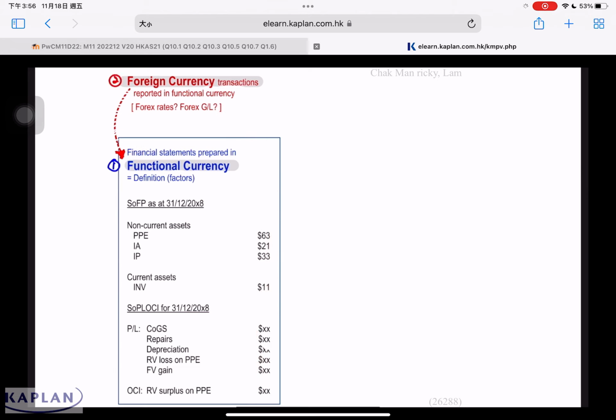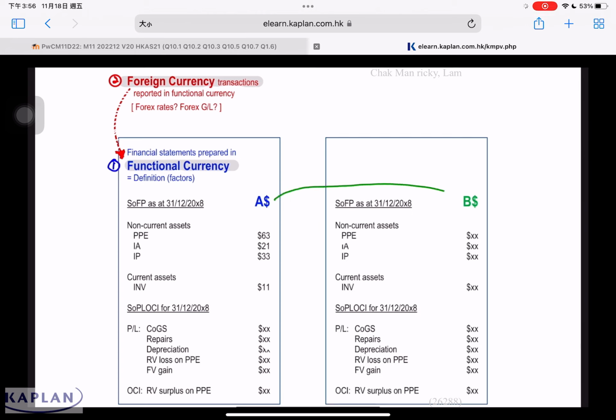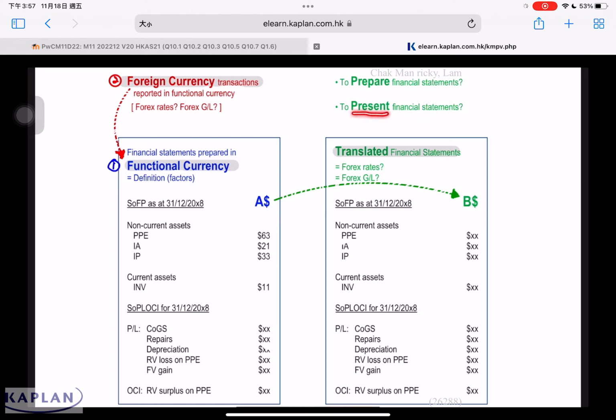The third issue is, sometimes we have to do translation from one currency to another currency, for example, from currency A to currency B. Again, we have to consider what forex rates to use and how we account for the forex gain or loss. So to answer this question, we have to ask ourselves: is this translation of financial statements to prepare the financial statements, or is it to present the financial statements? Because prepare and present will affect the exchange rate and the forex gain or loss. That's the third issue.